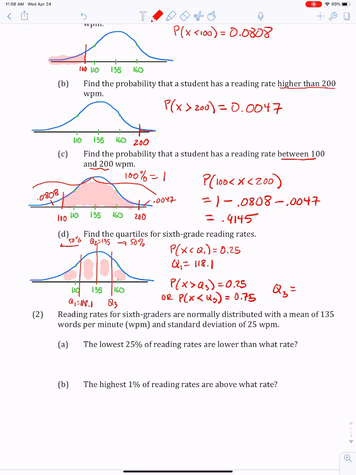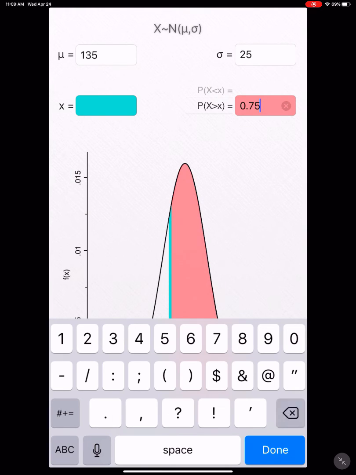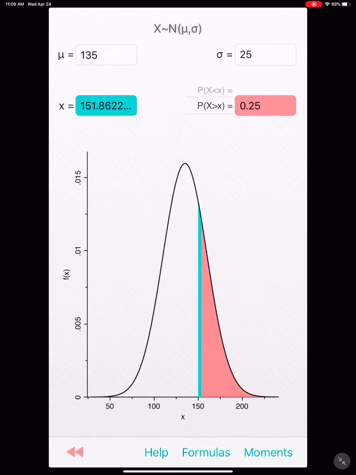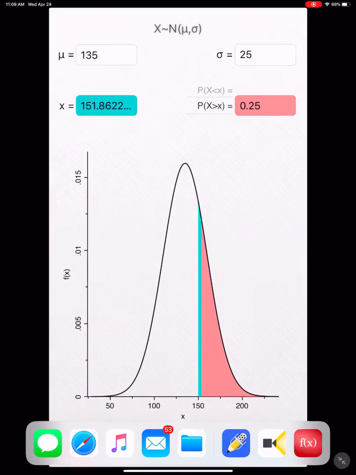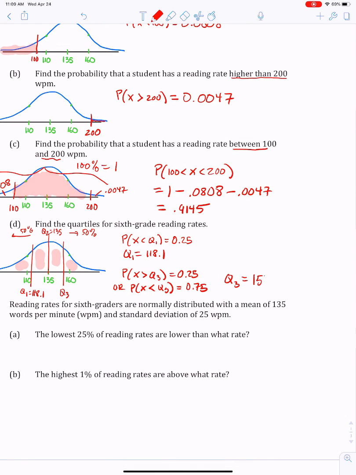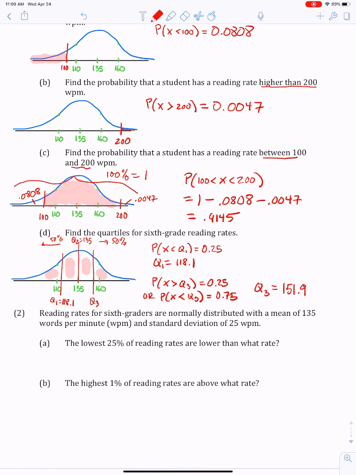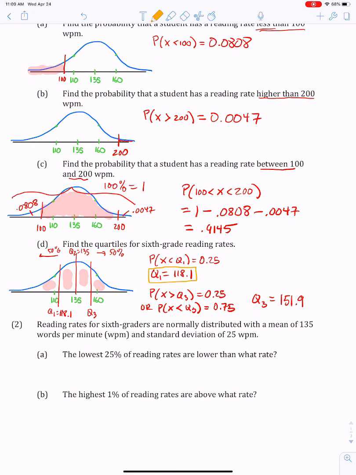So let's see. Greater than, we want that to be 0.25. So we type in greater than 0.25, which is the area on the right, and we get 151.86, or 151.9. So that would be 151.9. And those would be the quartiles. Q1, 118.1. Q2 is the mean, or the median, and Q3 is 151.9.